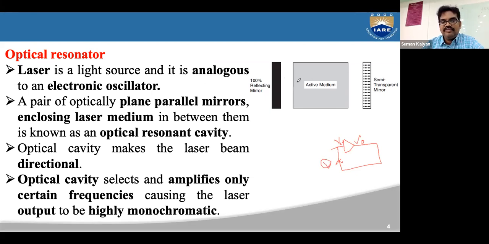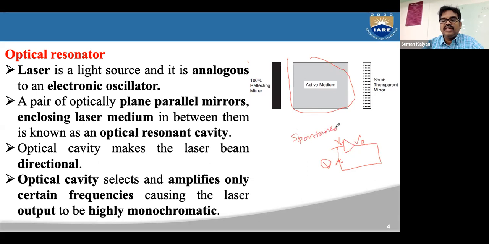So a pair of optically plane parallel mirrors enclosing the laser medium in between them, this is what we do: we keep an active medium in between two optically plane parallel mirrors, in which one of them is a 100% reflecting mirror and the other one is a semi-transparent mirror. Here, first, spontaneous emission will take place.